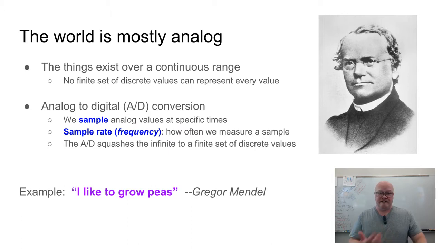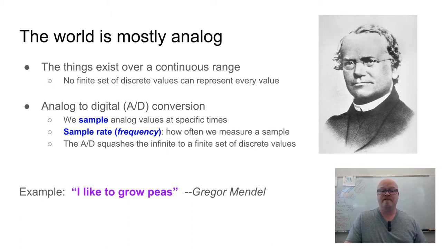64K. All right, so as a part of the analog to digital conversion process, there are a couple key words we need to know about. One is sample. We sample analog values, which means we capture a digital version of it at a particular point in time.